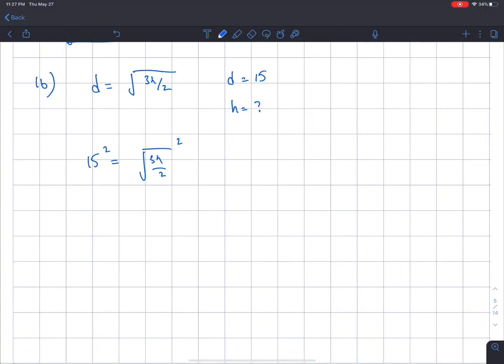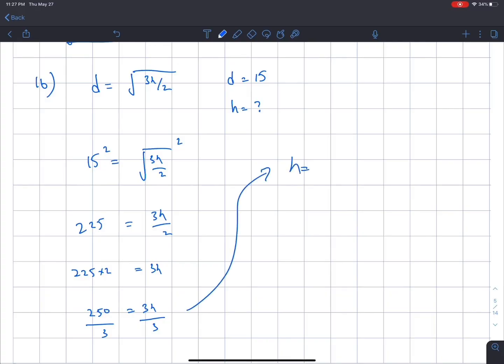We square both sides. 225 equals 3h over 2. Cross multiply. You get 450 equals 3h, and then divide both sides by 3. We get h equals 150 feet. Oh, in feet, sorry. The height is in feet.